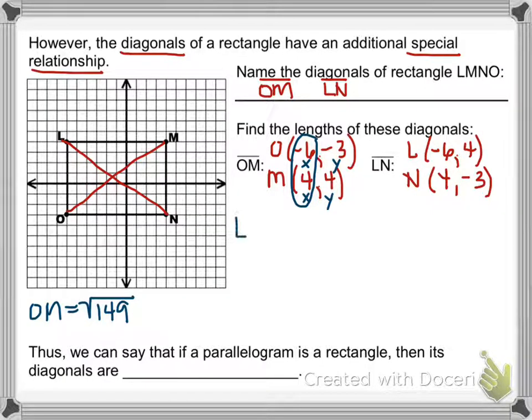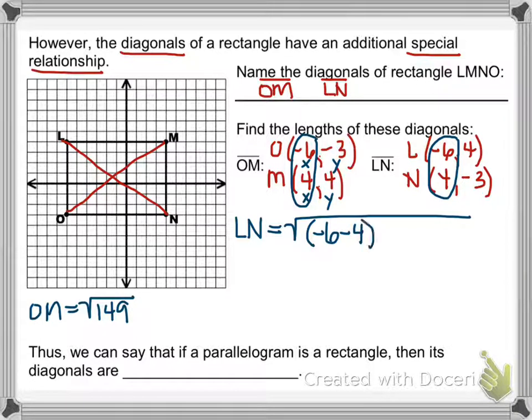So in the first set of parentheses, we're going to subtract our x values, which are negative 6 and 4. So we can do negative 6 minus 4 or 4 minus negative 6. If you notice, those are the same two numbers we had for the other diagonal's length. Now we're going to add the square of the difference of our y values, which are 4 and negative 3. We could either do 4 minus negative 3 or negative 3 minus 4. It doesn't matter.